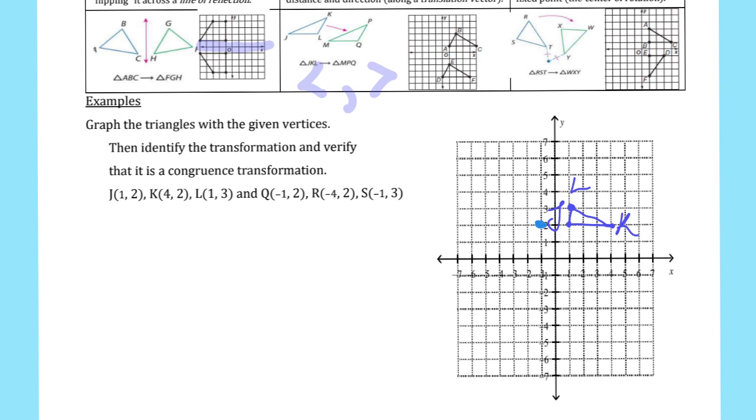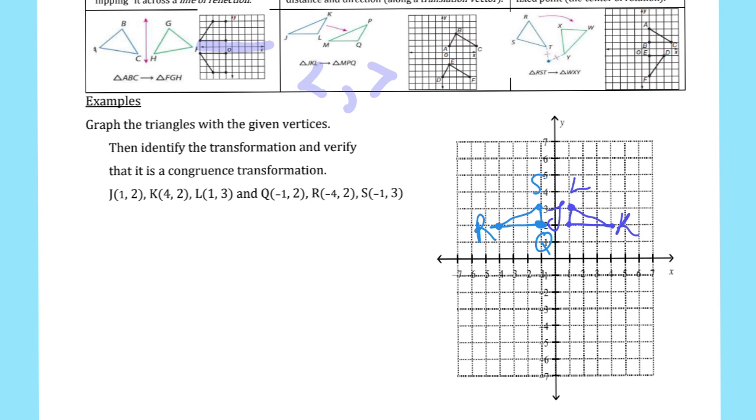And that point is point Q. And then R is -4, 2. And then S is -1, 3. You're like, well, obviously they are. You can tell they are. Okay, but let's show it numerically.